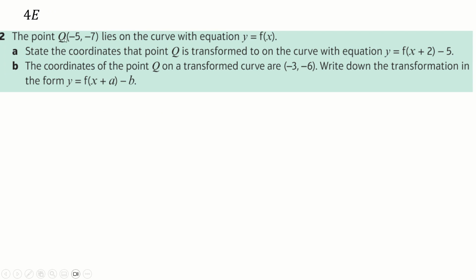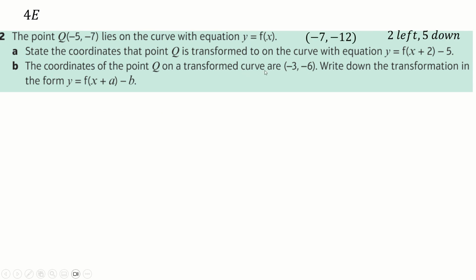Question number 2, though, has a point Q. Say the coordinates if it's transformed like this. Well, this is 2 to the left and then 5 down. So we take this and we go 2 to the left, which goes to -7. 2 to the left of here, and 5 down gets us to -12.